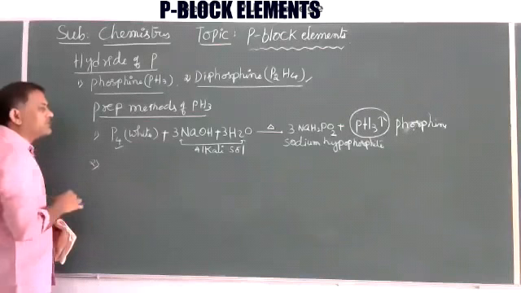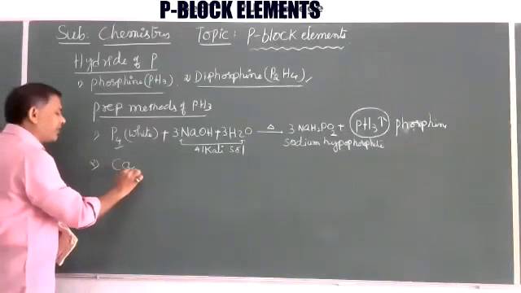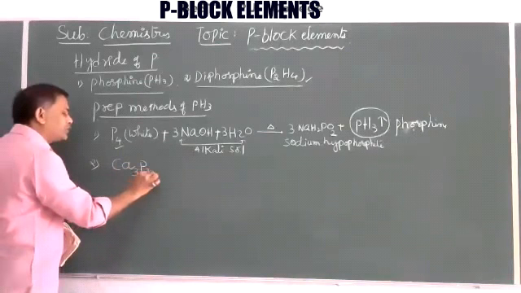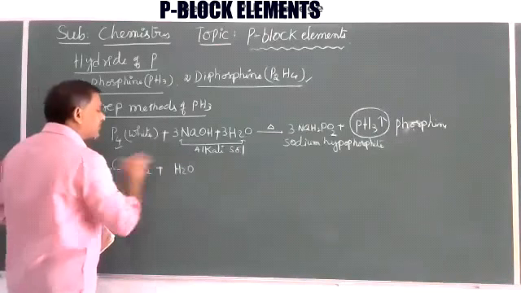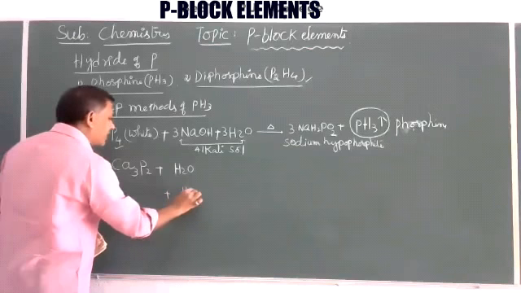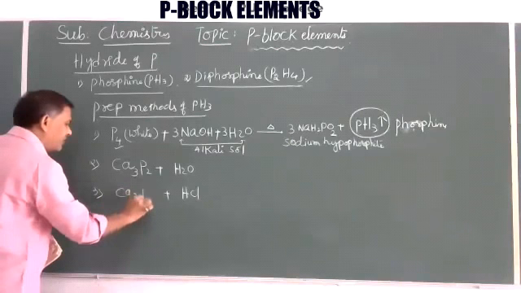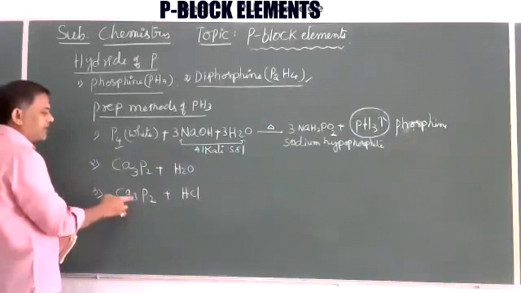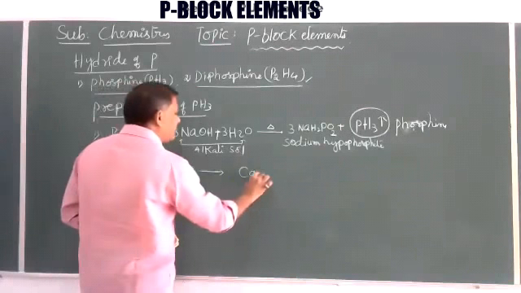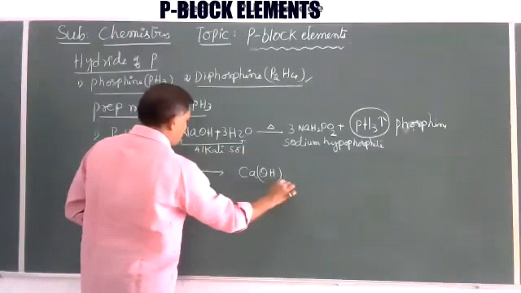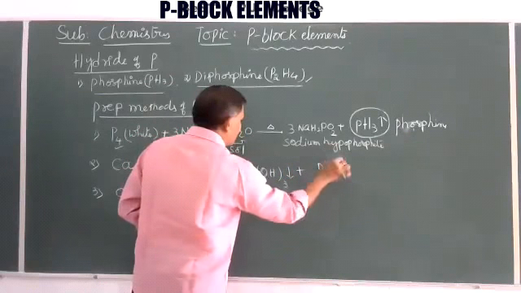Then the second important method is calcium phosphide. Calcium phosphide formula is Ca3P2. Calcium phosphide is reacted with water, or it is reacted with acids like HCl. Ca3P2, calcium phosphide, gives the corresponding calcium hydroxide, Ca(OH)2 taken thrice, plus phosphine is formed, PH3.